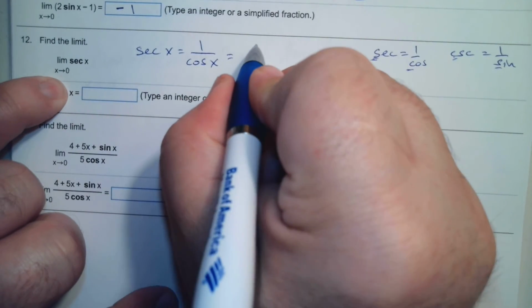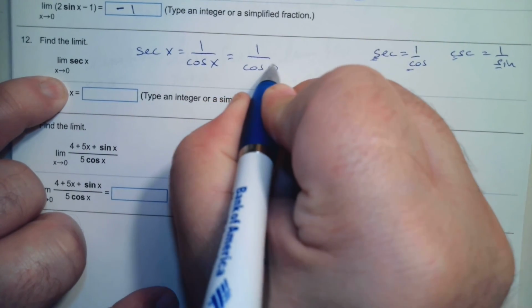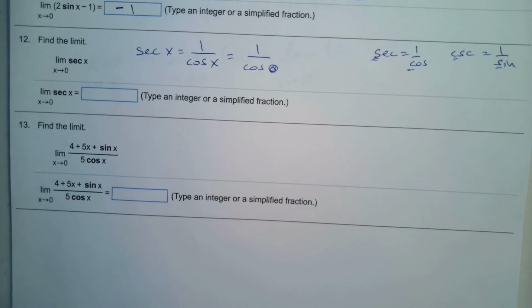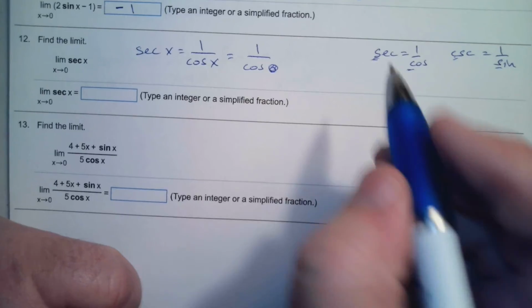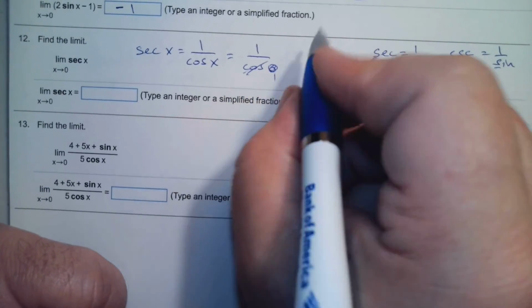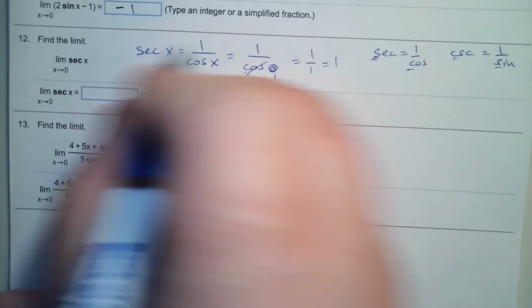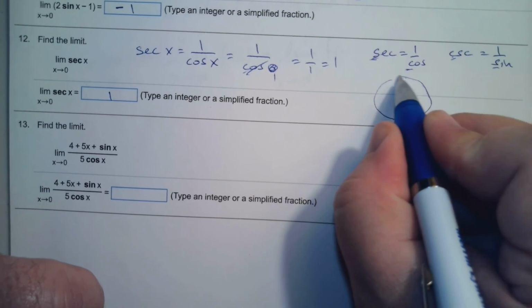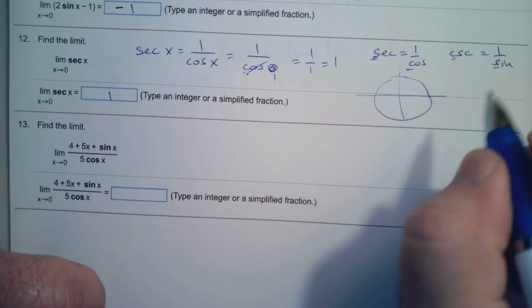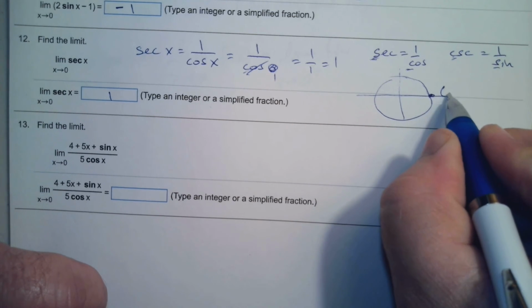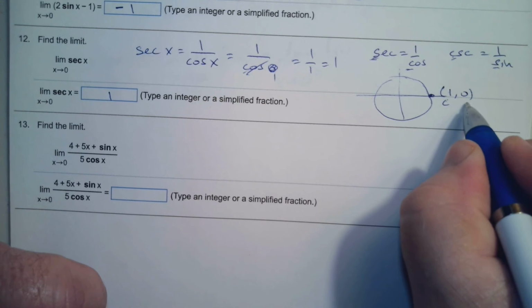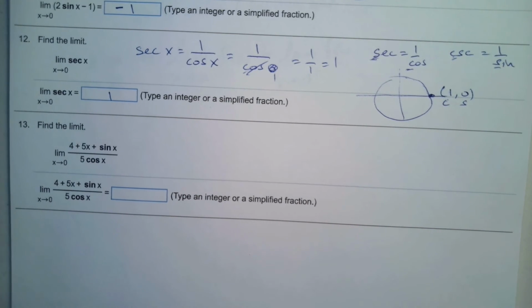Now, plug in 0. 1 over cosine 0. Cosine of 0 is 1. So it's 1 over 1. Remember, cosine of 0, this point here is 1 comma 0. The cosine and the sine at 0.